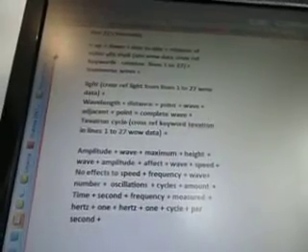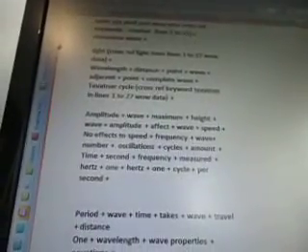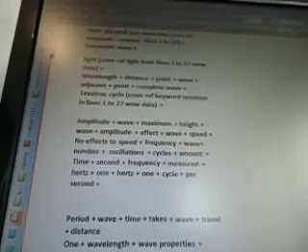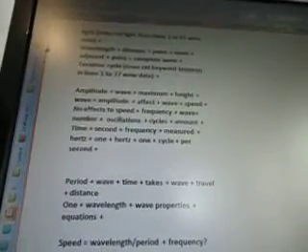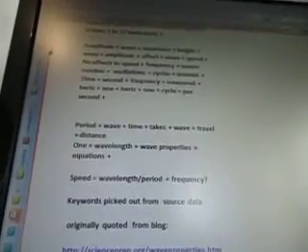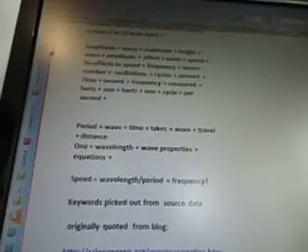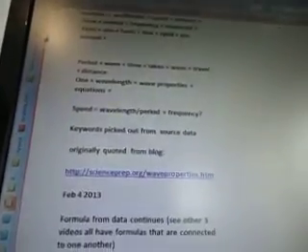Tevatron cycle, we'll do a cross-reference again, amplitude, wave, maximum height, wave, amplitude, effect, wave speed, no effects to speed, frequency, wave, number, oscillations, cycles, amount, time, second, frequency, measured hertz, 1 hertz, 1 cycle per second. Period, wave, time, takes, wave, travel, distance, 1 wavelength, wave properties, equations, speed equals wavelength divided by period plus frequency.